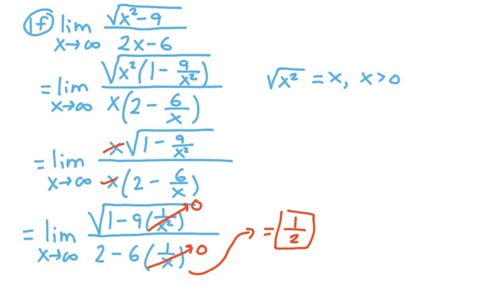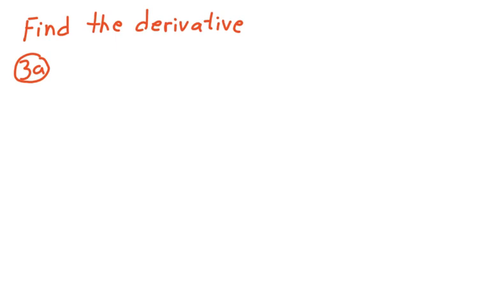Now, from there, what if I ask you to find the derivative? So we're going to start that process. And this is going to be number 3a. So suppose I give you f of x is equal to tangent x divided by 1 plus cosine x.